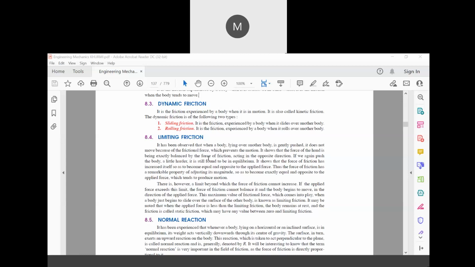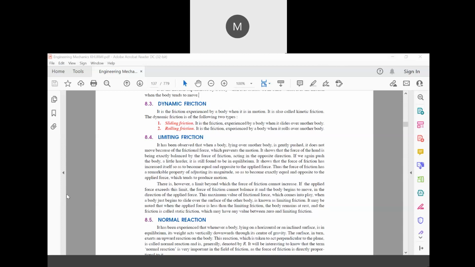Now we go to the next one, which is called limiting friction. What does limiting friction mean? It is the frictional force that comes into action when a body just starts to move, or when a body just begins to slide over another body. Then it is known as limiting friction.